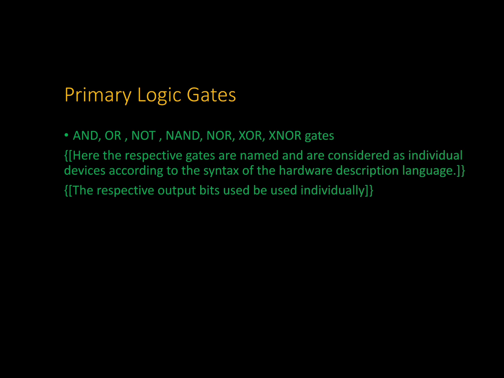7 primary gates AND, OR, NOT, NAND, NOR, XOR, XNOR are available, and in this app they are considered as individual devices according to the syntax of the language, and the output bits of the respective gates are available to be used individually.